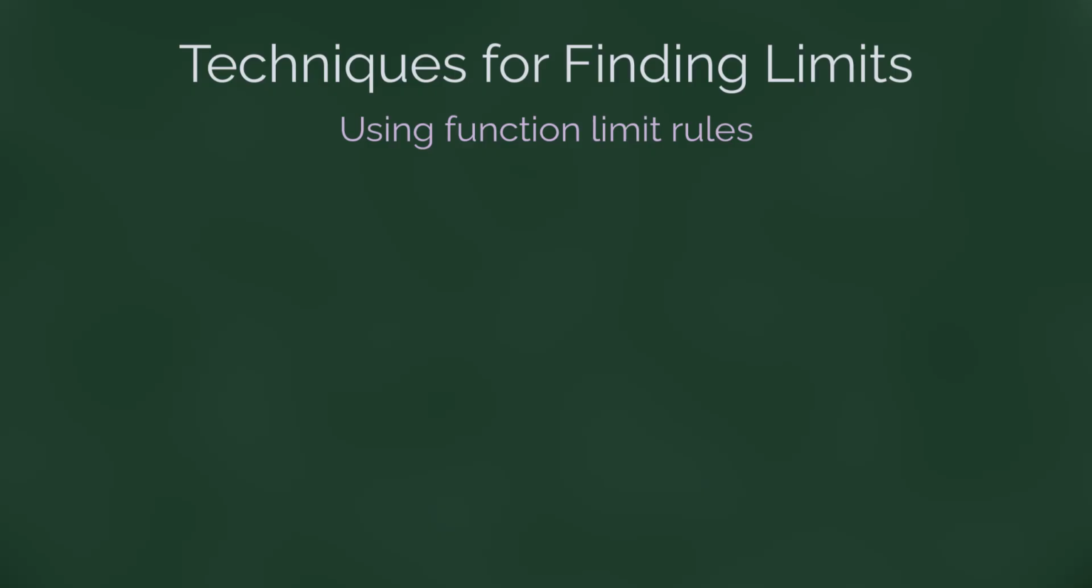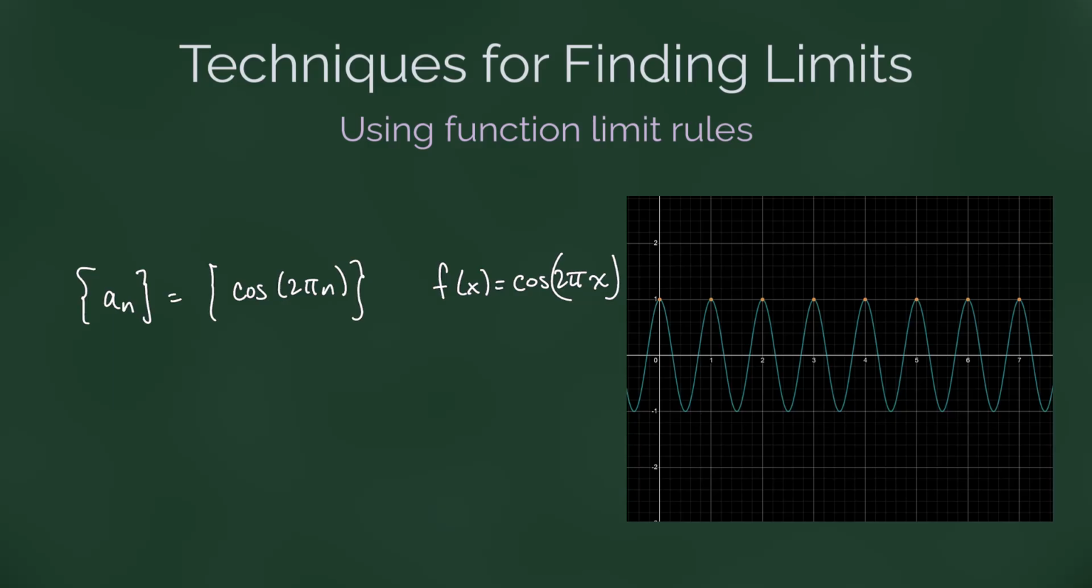In order to illustrate our last case, we're going to look now at the sequence a sub n equals the cosine of 2 pi n. If we look at the function f of x equals the cosine of 2 pi x, we can see from our illustration that the limit as x approaches infinity of f of x does not exist. The function oscillates between -1 and 1, no matter how large x gets.